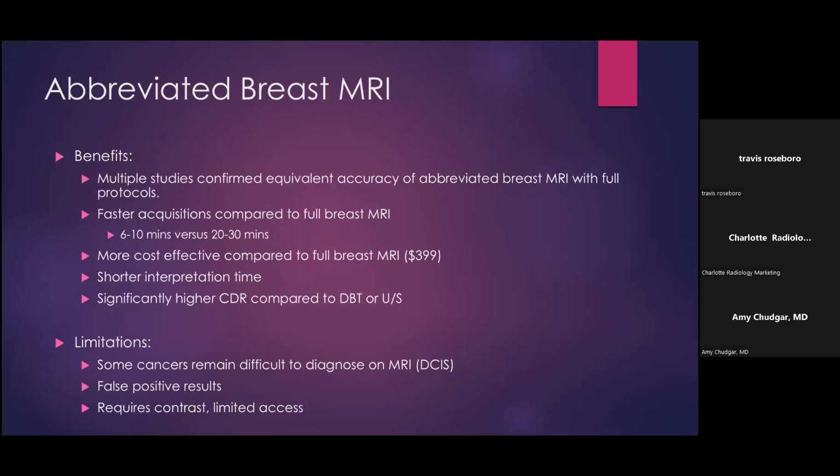It does have a shorter interpretation time. We're doing less sequences. And it does have a significantly higher cancer detection rate compared to doing 3D mammograms or ultrasounds. There are limitations with this. Of course, there's always false positive results, and some cancers can remain difficult to diagnose on MRI, so DCIS is particularly one of them. It does require contrast, and again, there is limited access, and then any issues that people have with MRIs, claustrophobia, pacemaker, all of that, would limit their ability to get an abbreviated breast MRI.